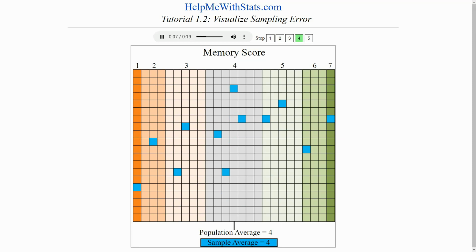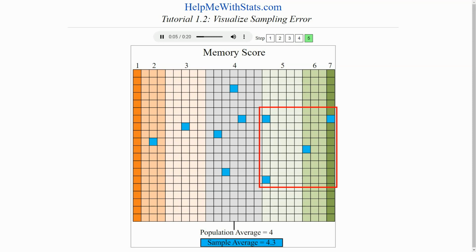Actually, very few samples would have an average exactly equal to the population average. Because of sampling error, the average of most samples would be close, but not equal, to the population average. Here is a sample with an average score of 4.3.